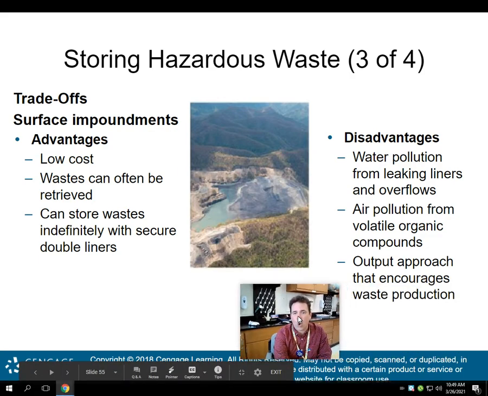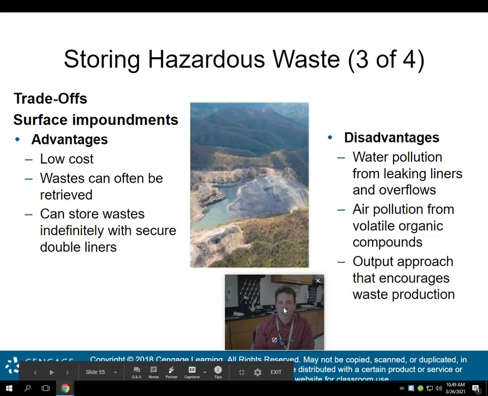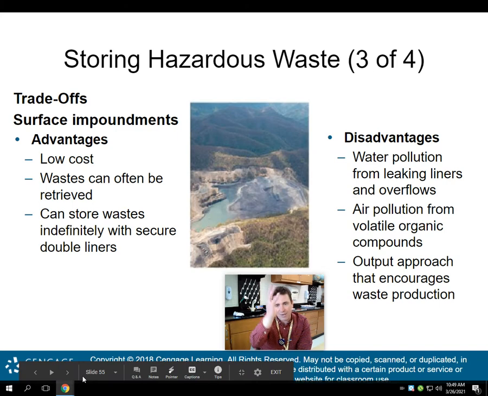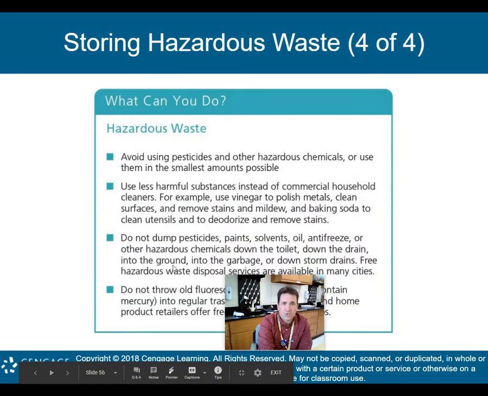Disadvantages: obviously, water pollution occurs from leaking liners and overflows. Air pollution from volatile organic compounds will be possible because, again, you're at the surface here, so any volatile compounds can get out into the air. And once again, it's an output approach that encourages waste production because it is a rather low-cost way to store hazardous waste. So folks say, hey, we can do it here cheaply. Let's just produce more hazardous waste.